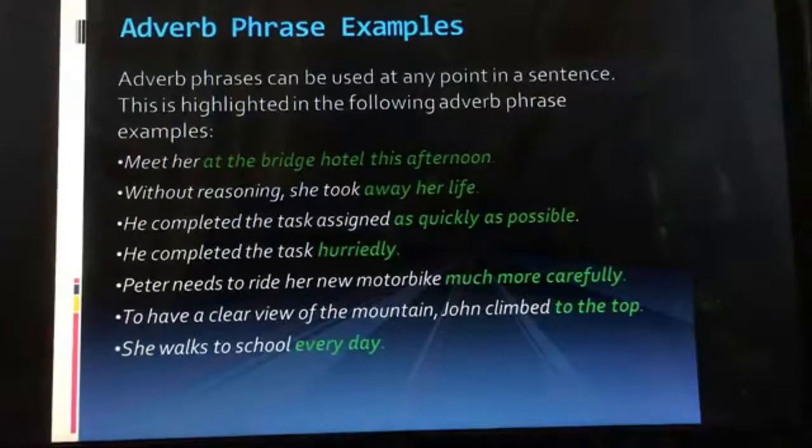By looking at this, you can easily identify which one is an adverb phrase in any sentence. So this is the end of the lesson for today.